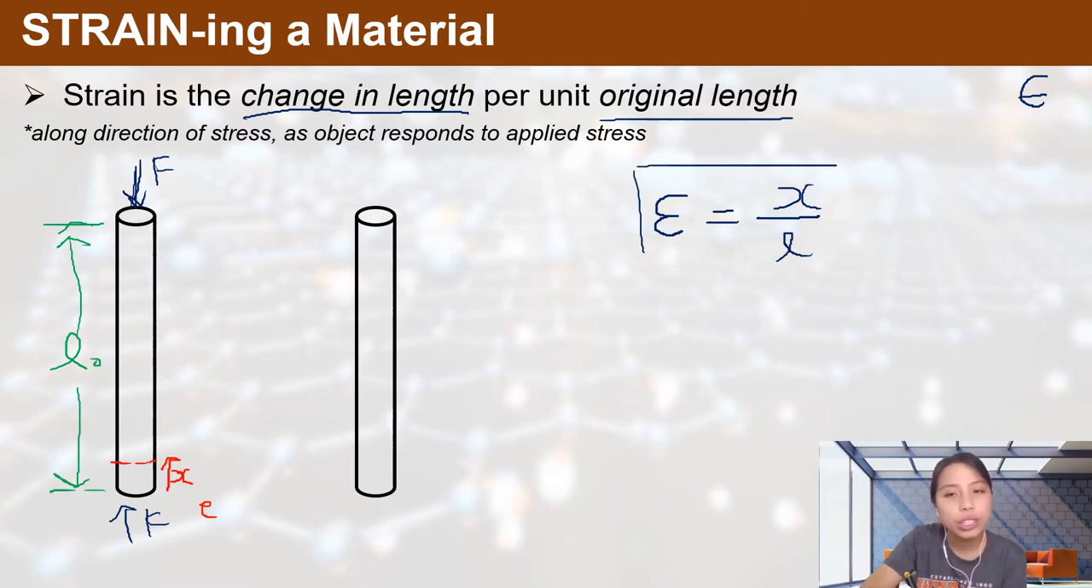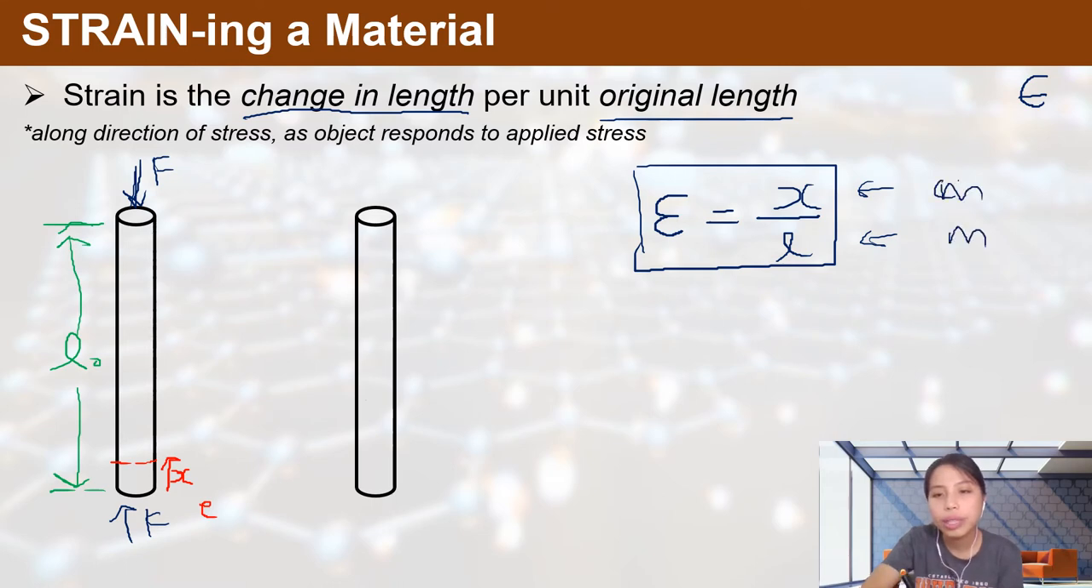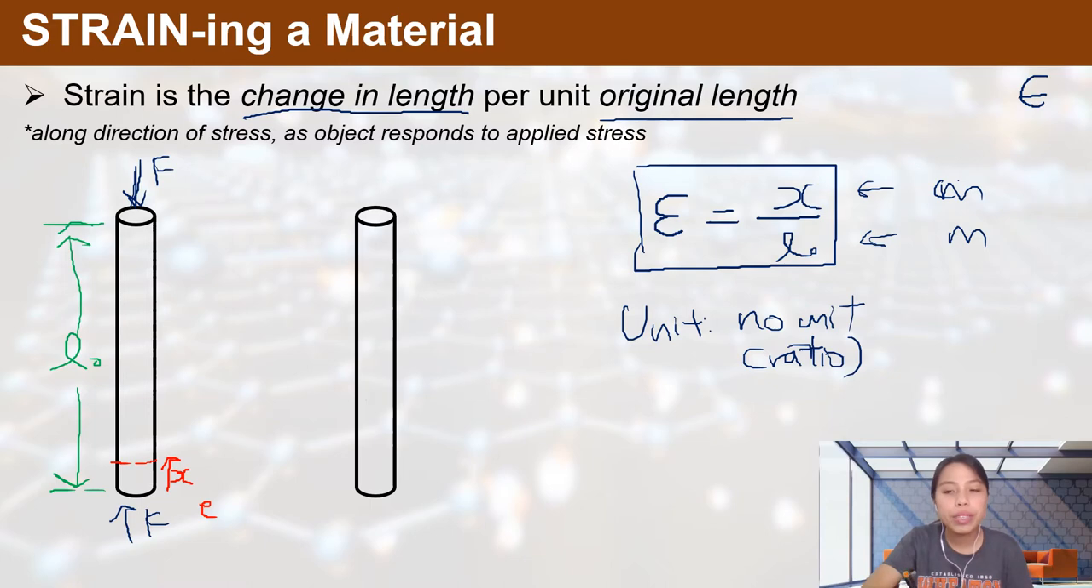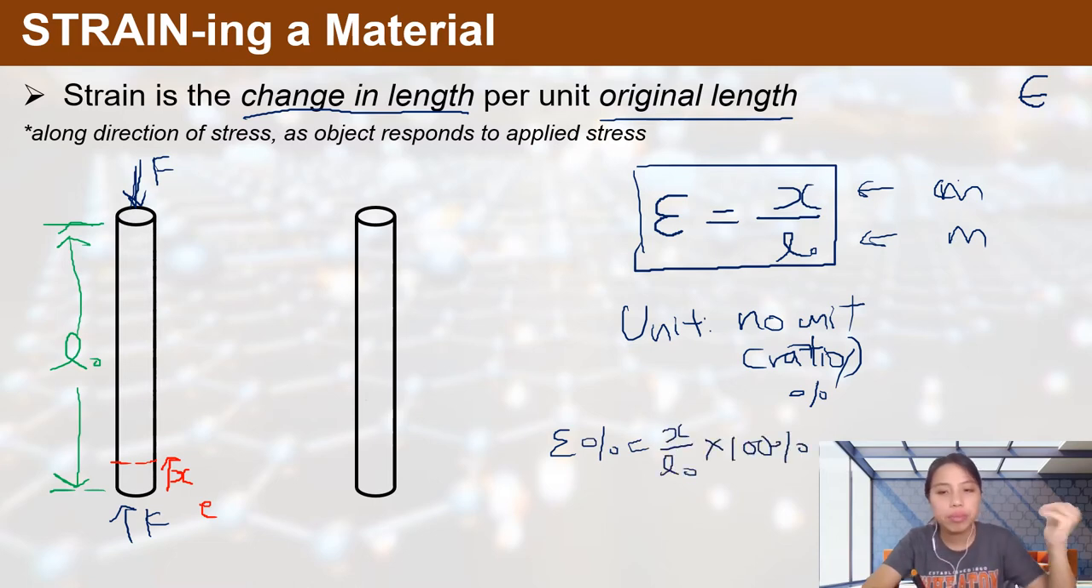This is basically a ratio. Change over original. This is a ratio which has no units, because the top is meters, bottom also meters. What's the unit? No unit, because it's a ratio. However, sometimes you may see people, instead of expressing it as a ratio, express it as a percentage. Percentage basically means, what is the strain in percentage? So you just do X over L times 100%. That's just the same thing. Percentage is a ratio. Anyway, that's if you compress something and it shrinks by a certain length.